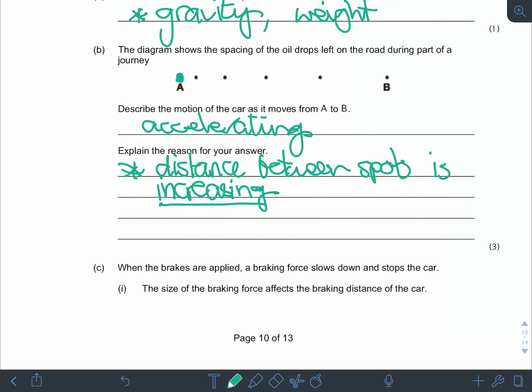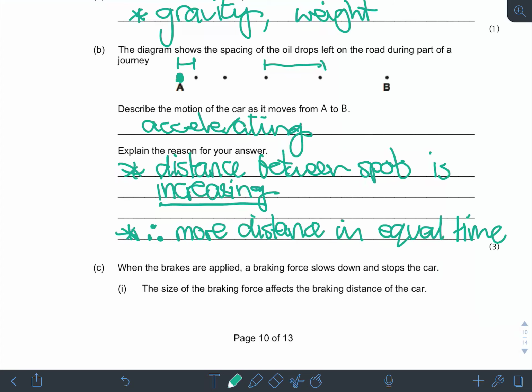Okay? It's not enough to say, by the way, the distance between the spots is bigger. You've got to say it's increasing. That means that it starts off short and then it ends up bigger. You've got to give the sense of changing. So, therefore, more distance in equal time.